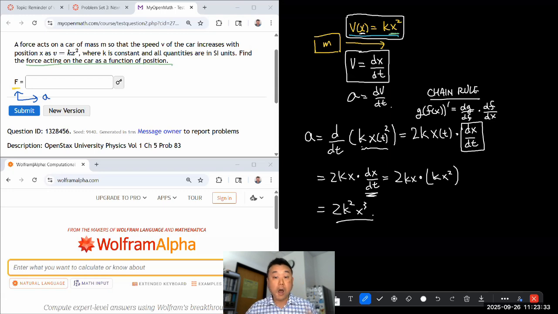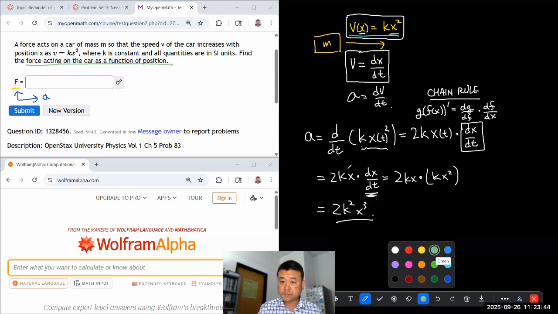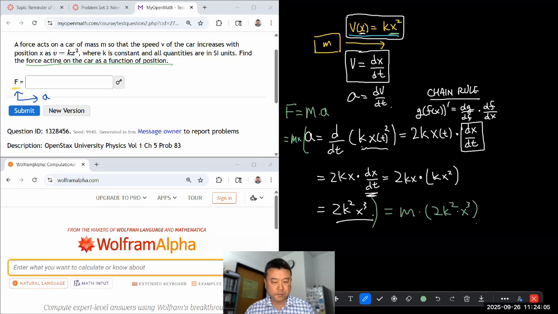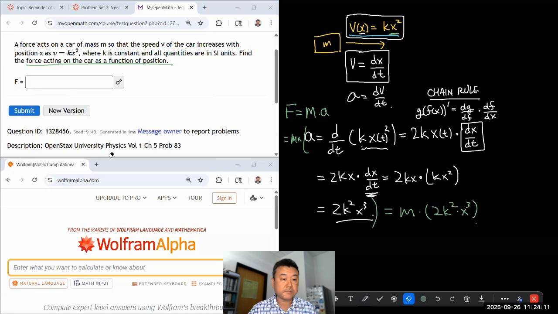Let's try. Oh, wait. That's the acceleration. So if they were asking us for acceleration, that would be the correct answer. They are not asking us for acceleration. They are asking us for force. So force, Newton's second law, it's mass times acceleration. So we just multiply mass to this whole thing to get mass times 2k squared times x to the third power. That should be correct, and that's why they told us the mass. We need that to make acceleration into force.